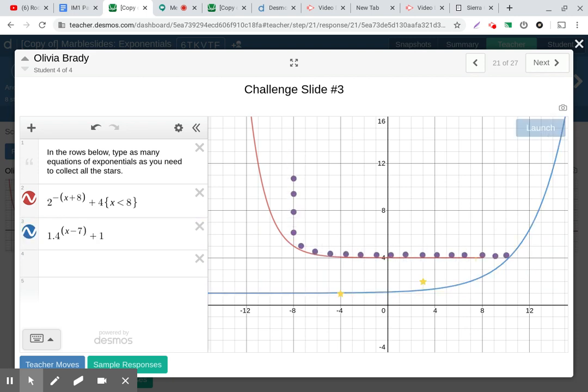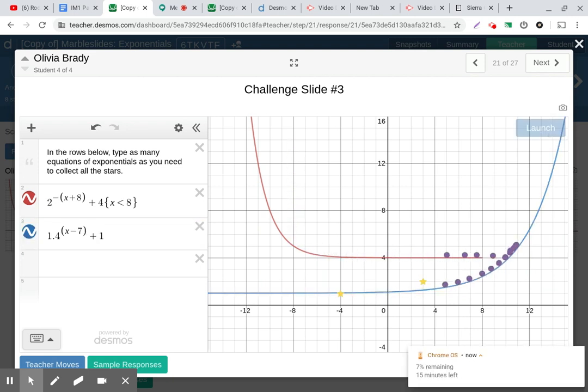Anybody got theirs yet? Not yet. I'm getting there though. Cool. So I had to make my second one flatter. I had to change the 2 to like 1 point something.